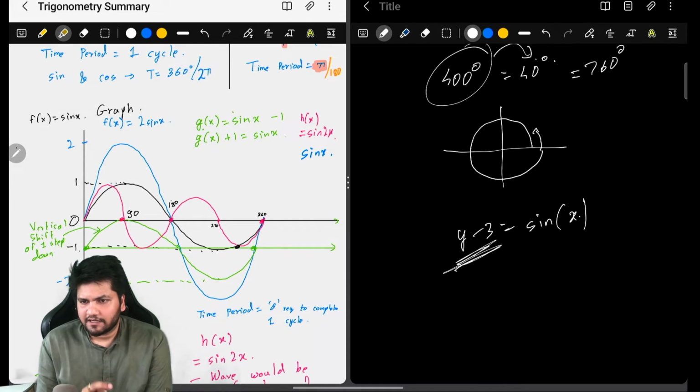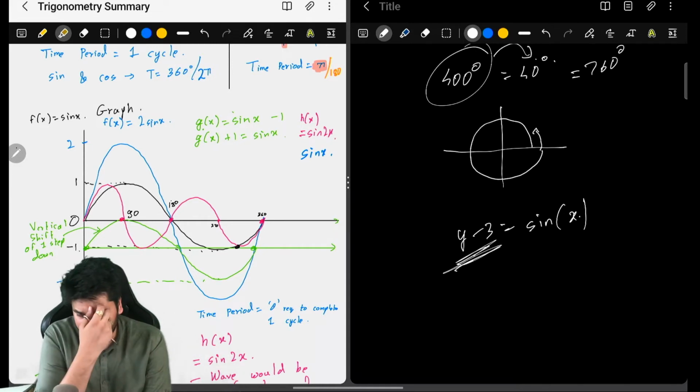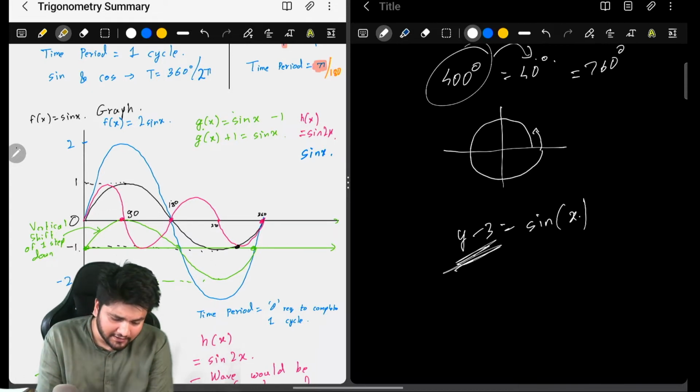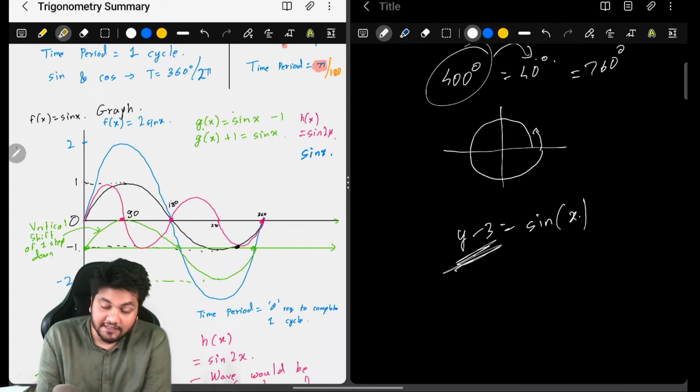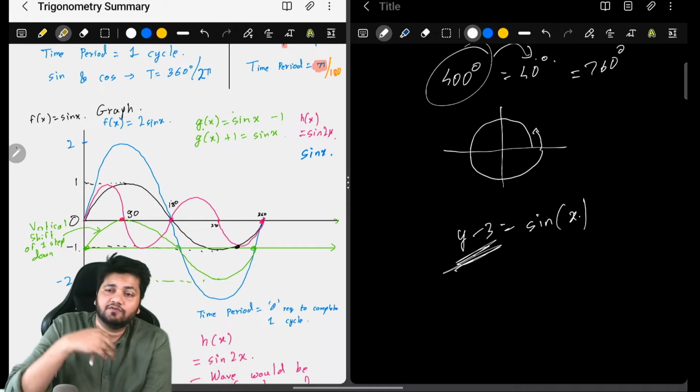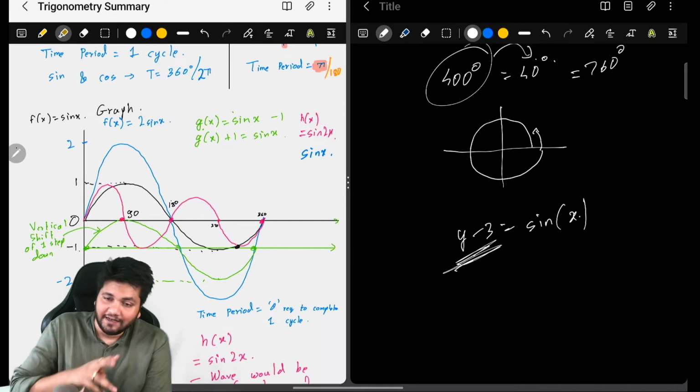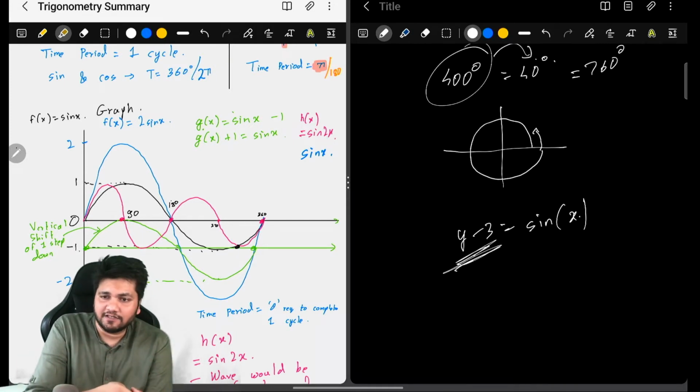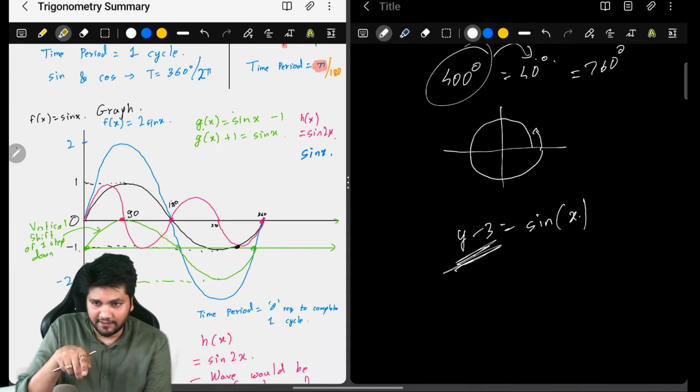You will observe that the sine 2x graph will be faster. Of course, it's twice that of sine x. So whenever we need to compare sine x and sine 2x, obviously the pink graph is going to be faster. It is double the speed of sine x. That means it will cover two cycles instead of one cycle in that 0 to 360 degrees.